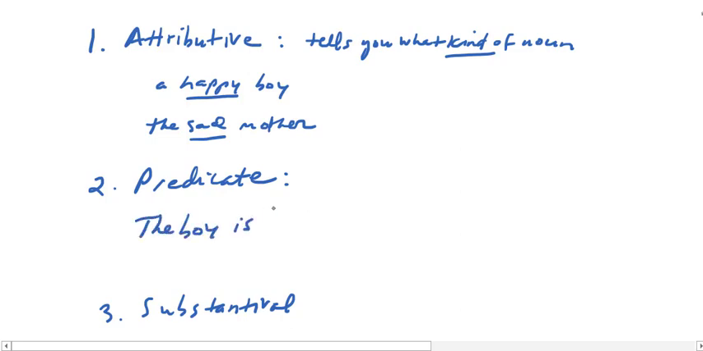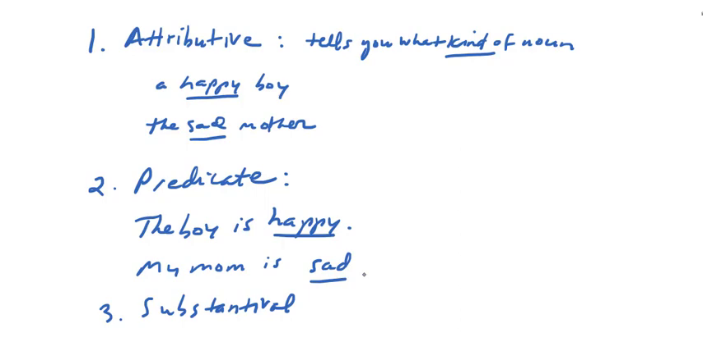The boy is happy. My mom is sad. Okay? Same adjectives, happy and sad. Is this telling you what kind of boy I'm making an assertion about? Not really. It's not telling me what kind of boy has some quality. Rather, it's telling me what quality the boy is, right? And that's what predicate adjectives do.